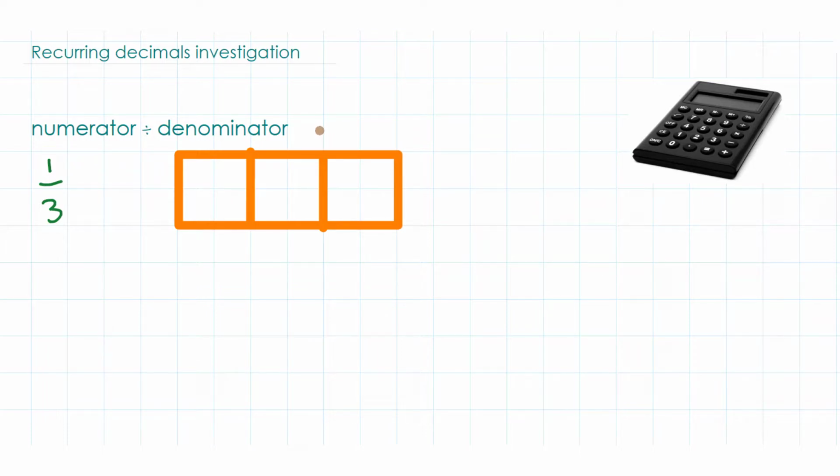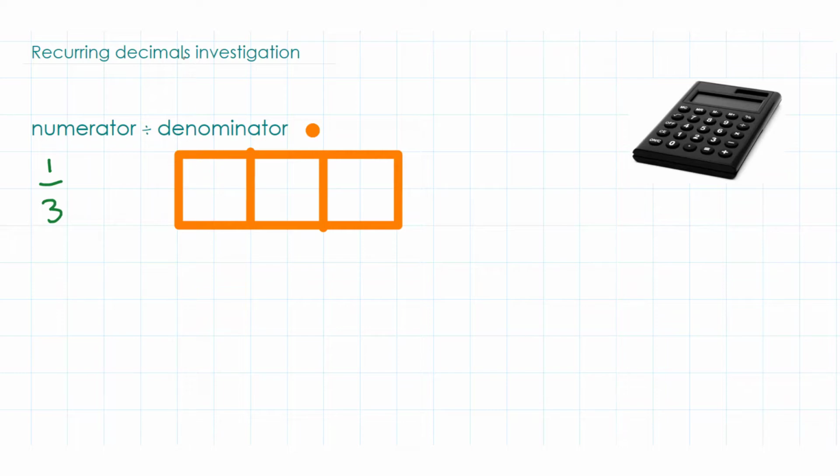For the recurring decimals investigation, I said you could just choose a fraction like 1/3, or any fraction at all, and then to find out what that is as a decimal and see if it recurs, just use this formula. Pop that into your calculator: numerator divided by denominator. So you do 1 divided by 3, but I didn't explain why. So why can you use numerator divided by denominator to convert a fraction to a decimal? It always works, but why?